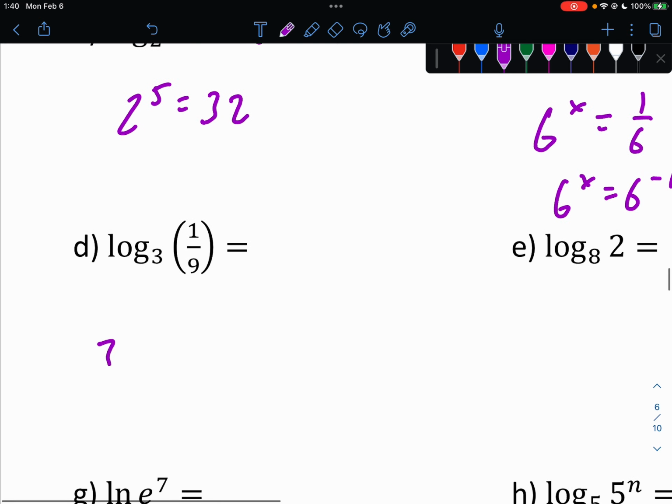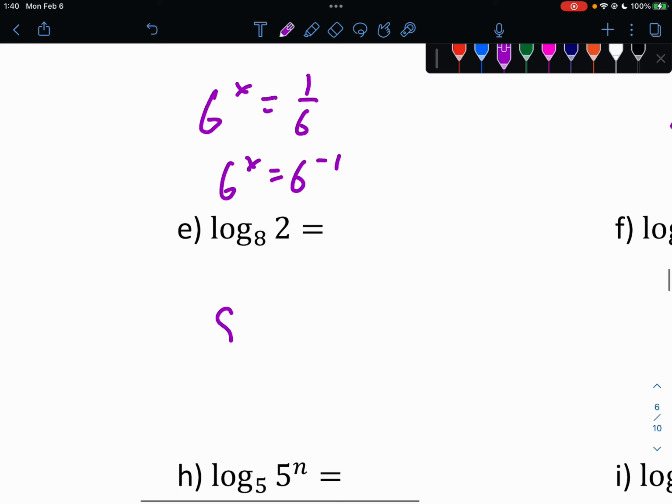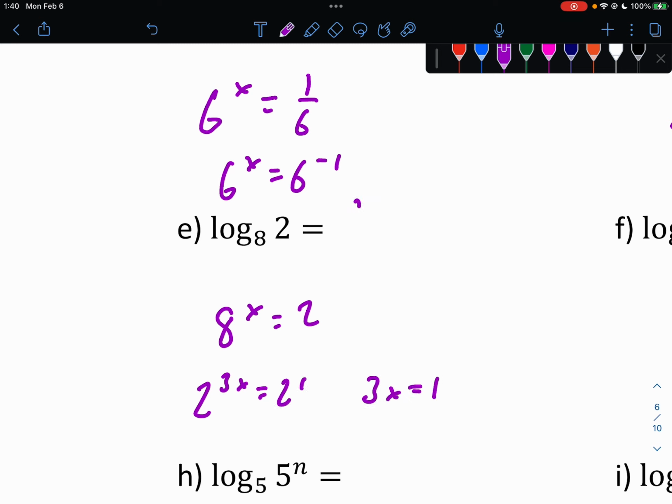3 to what power would give me 1/9? So 3 to what power would give me 3 to negative 2? Negative 2. 8 to what power would give me 2? So 2 to the 3x would give me 2 to the 1. So 3x equals 1. Our answer is 1/3.